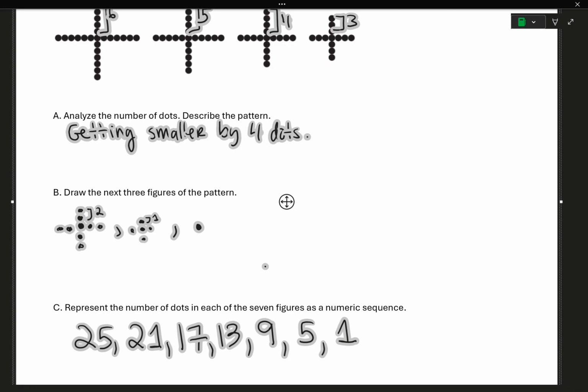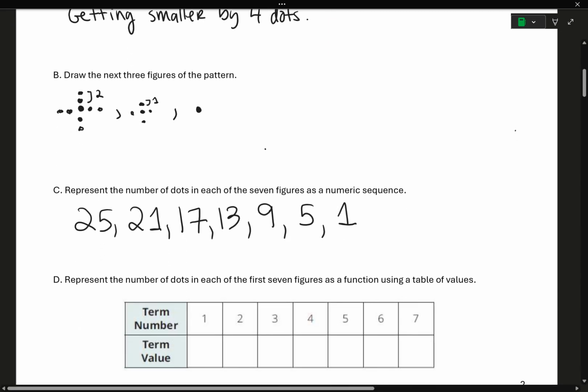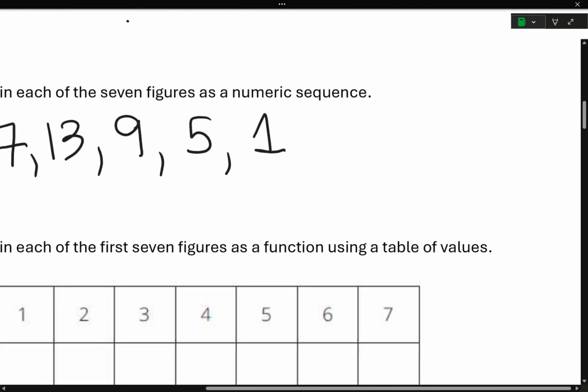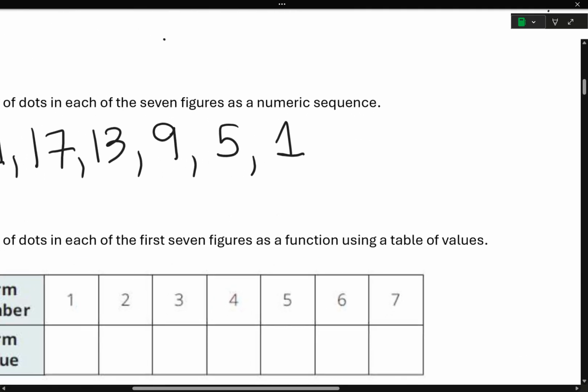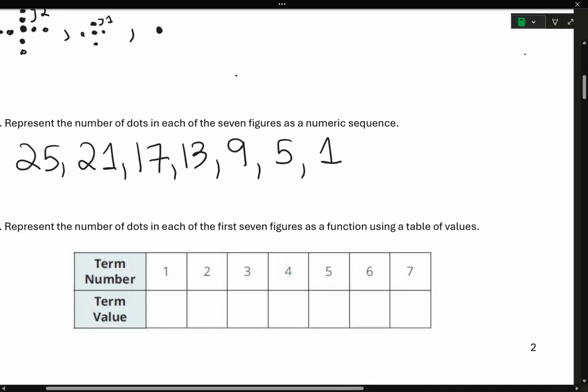Now we're going to take all that information and put it into a table. Let me get my zooming correct. Almost, there we go. Okay, so term number, that's the term of a sequence. The term number means the place of the number in the order of our sequence. The term value is what is that number.